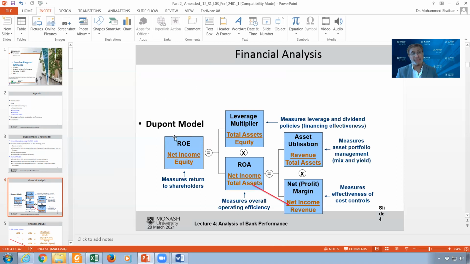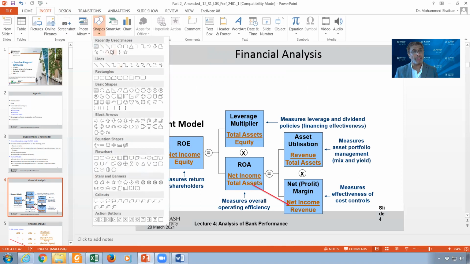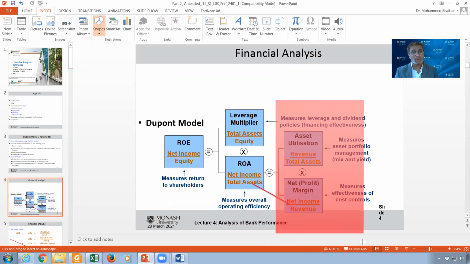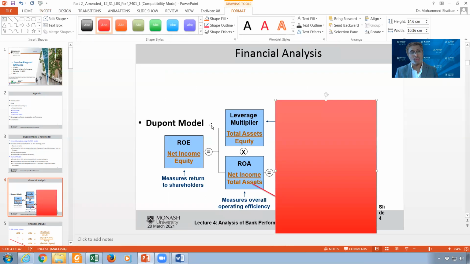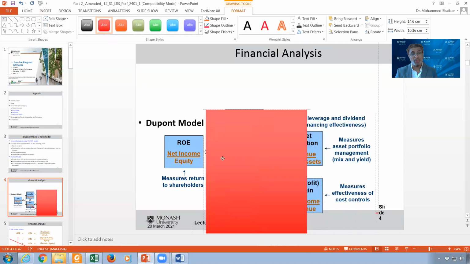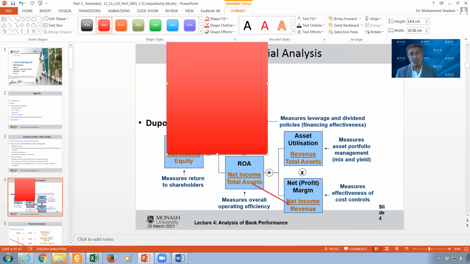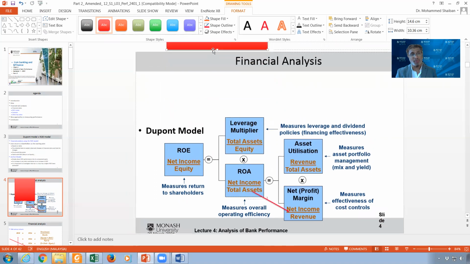Now, what I want you to know at this stage at least is that the DuPont model should be only this one. The one that is not covered is that the ROE is a function of the leverage multiplier and the ROA. This ROA later on is broken down into asset utilization and net profit margin.